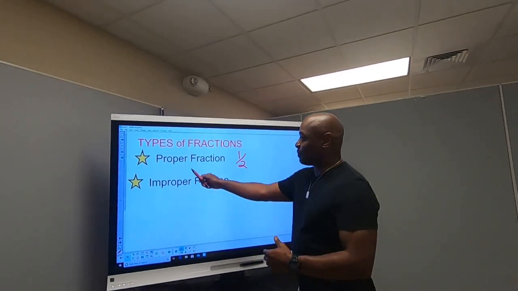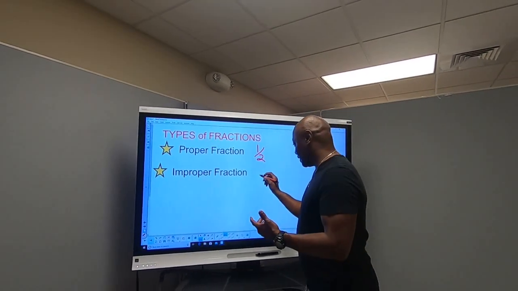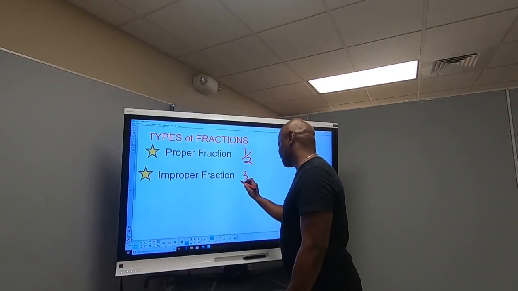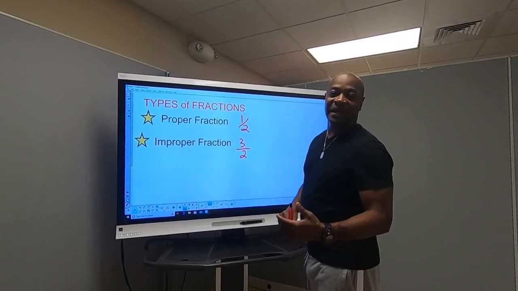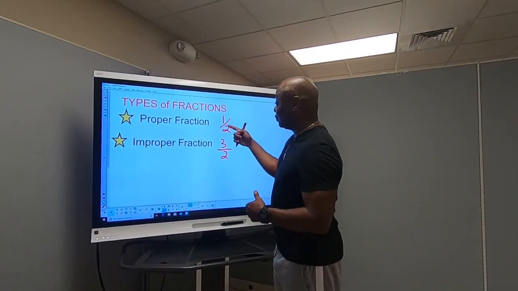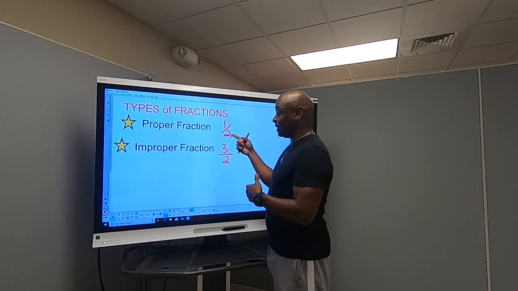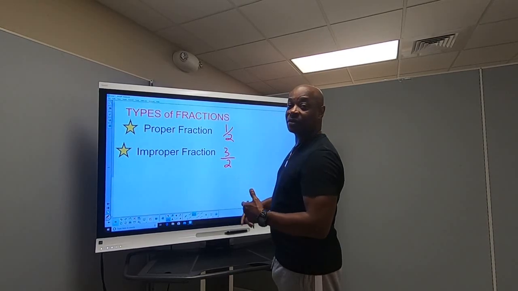Okay, the second fraction we will have is what we call an improper fraction. Now, look at here, proper, improper, just the opposite. Well, the numerator is larger than the denominator. Okay, so now we have a proper fraction, a numerator smaller, denominator larger. Improper fraction, numerator larger, denominator smaller.